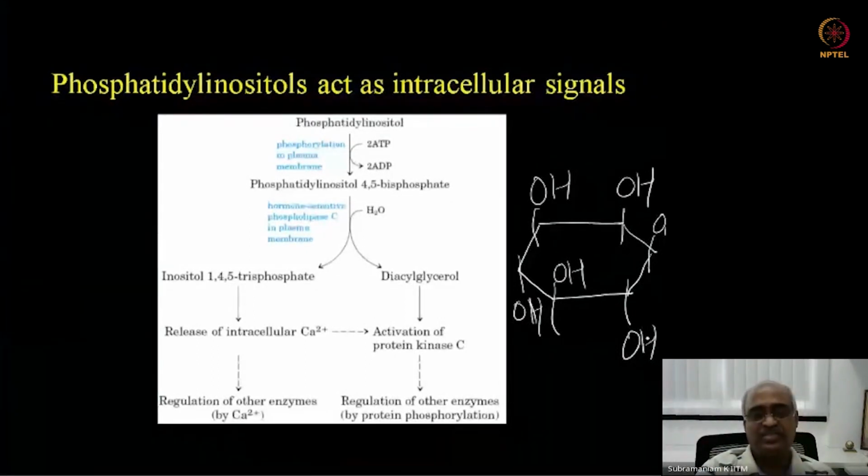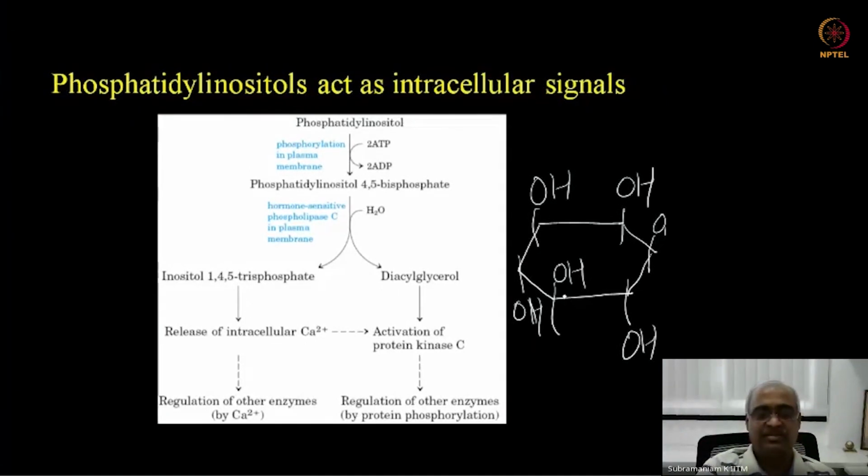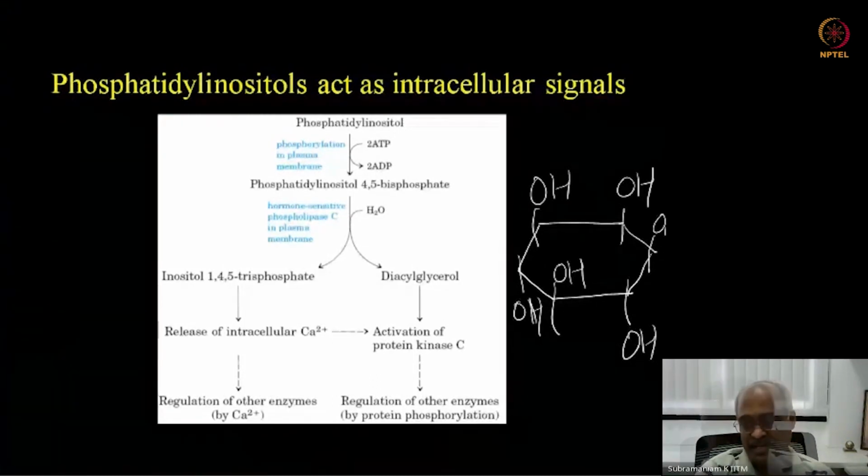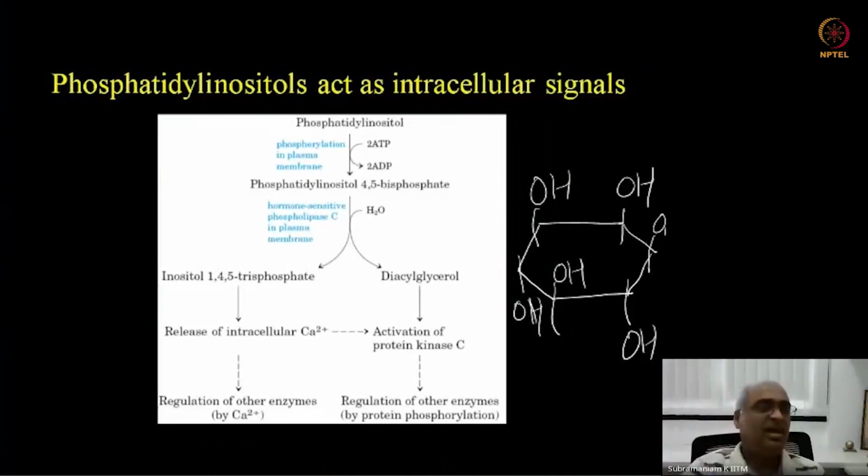You don't have CH2OH here. Otherwise it's like any other hexose. And when that is attached to phosphatidic acid, that is phosphatidylinositol. And this is a membrane lipid. And this could be further phosphorylated, leading to what is called phosphatidylinositol 4,5-bisphosphate.